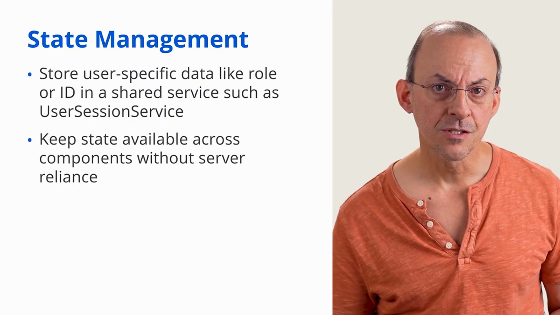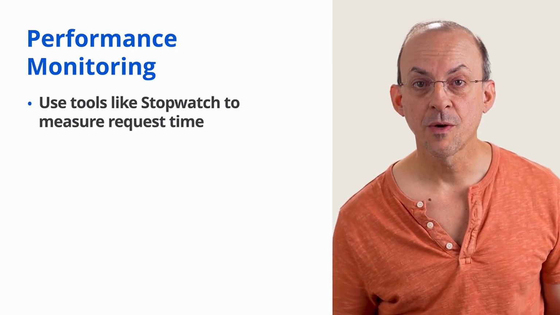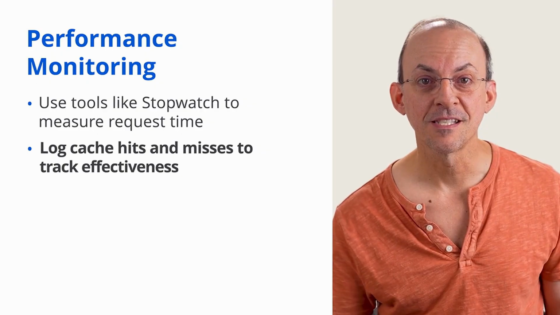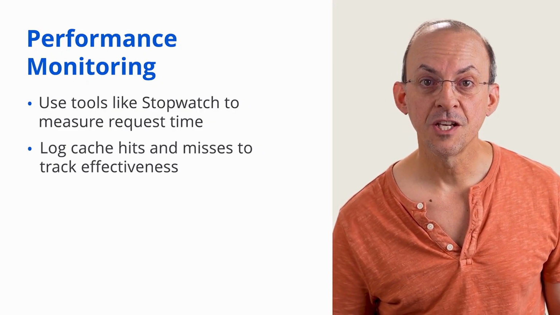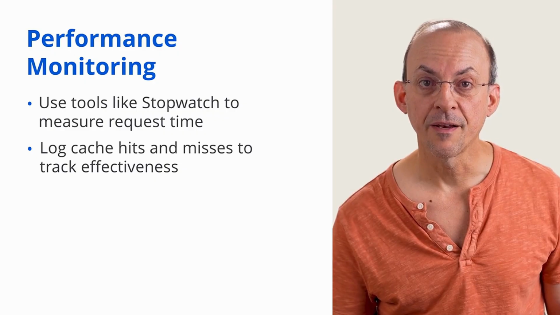But how do you know your changes are working? You'll add basic performance monitoring to test how long requests take and whether the cache is doing its job. You'll use tools like Stopwatch to measure request time and log cache hits and misses. This gives you real data to back up your improvements and shows you where you might still need to refine.